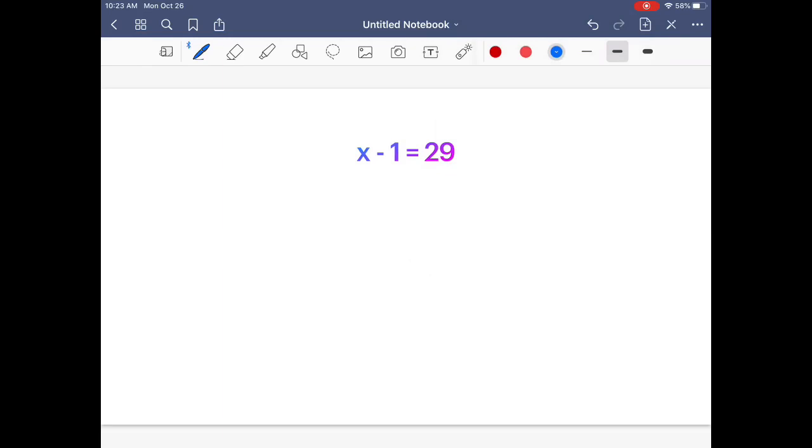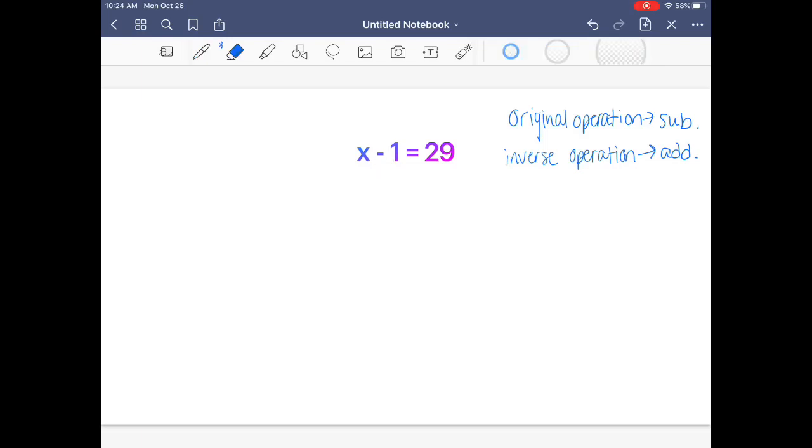Our next problem we are going to do is x minus 1 equals 29. So I'm going to write this in a better place this time. Our original operation is shown here, which is subtraction. Our inverse operation of subtraction is addition.